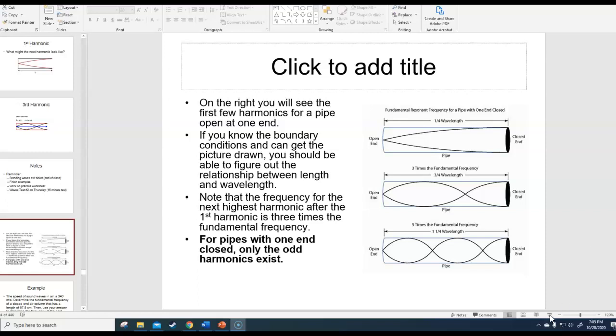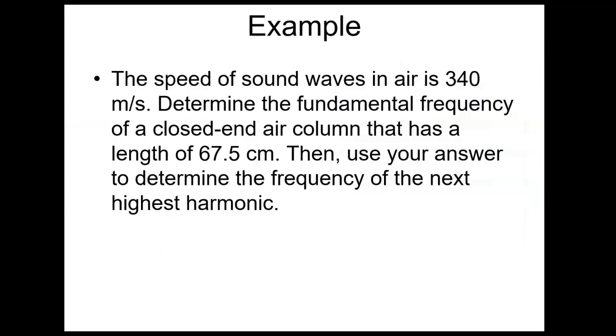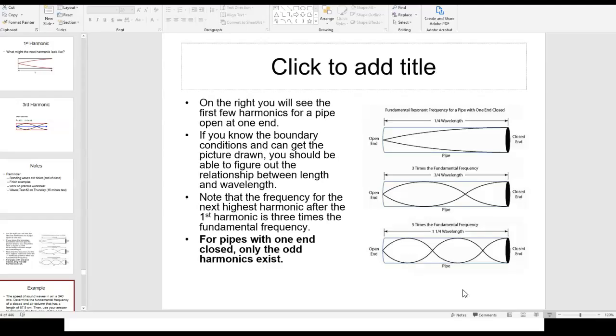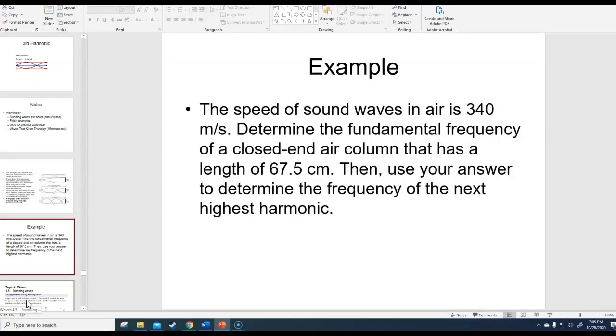And so we're going to do a quick example with that, and then talk about the last type of standing wave, which is a pipe open at both ends, and then we'll look at some IB examples. Okay, so let's take a look at this example right here. So the question says the speed of sound waves in air is 340 meters per second. Determine the fundamental frequency of a closed end air column that has a length of 67.5 centimeters. Then use your answer to determine the frequency of the next highest harmonic.